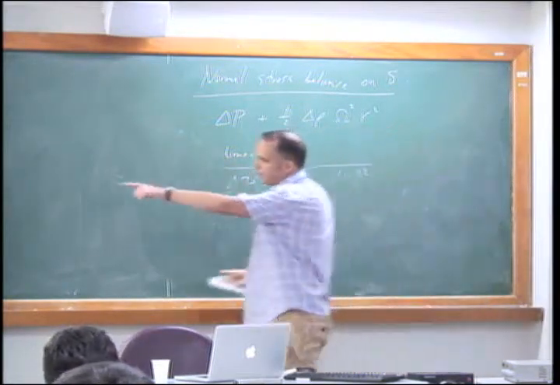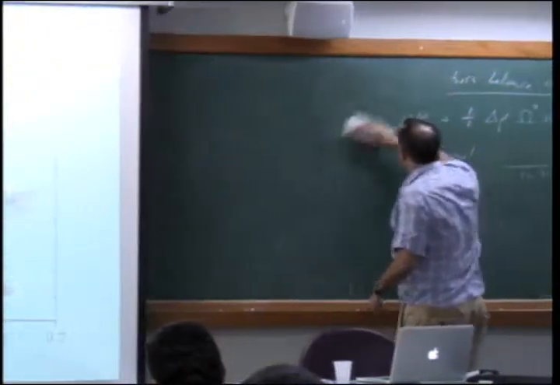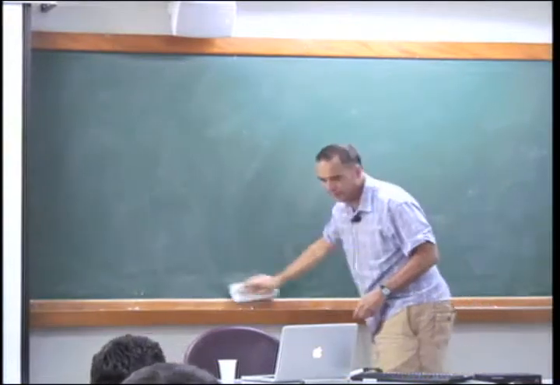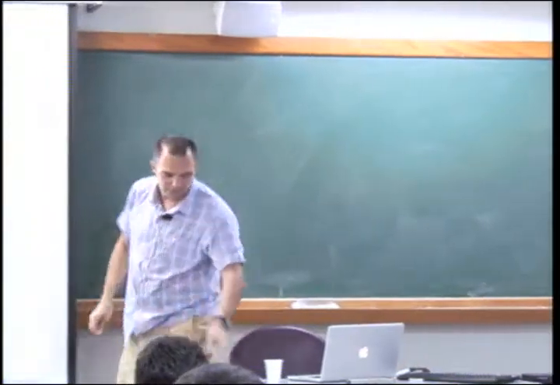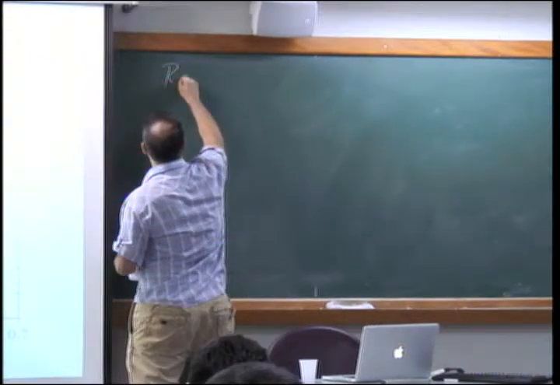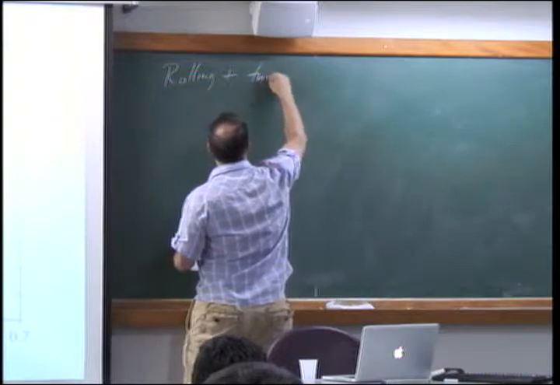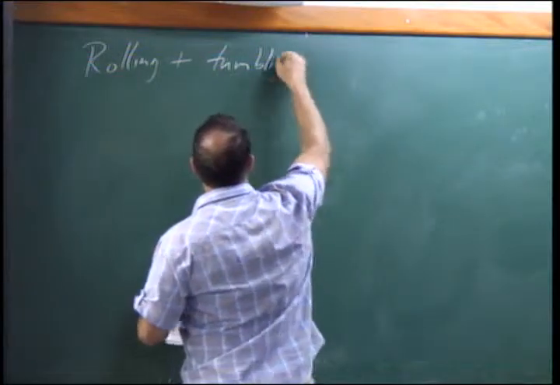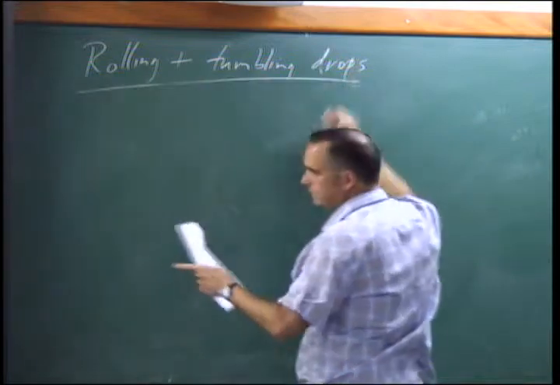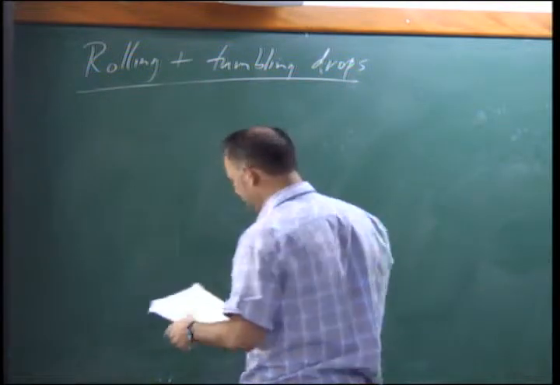And by the way, these we made in the lab. I'll show you in a second how we did that. So you get the same shapes. You have rolling and tumbling drops. Okay, so these guys we made in the lab by rolling solder drops down hills.